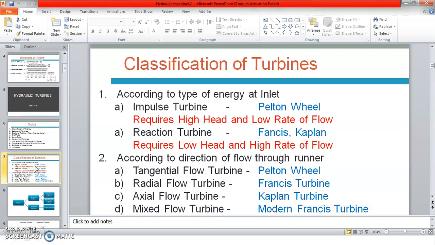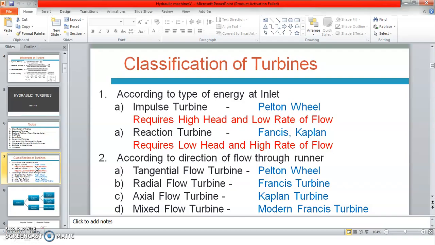So according to the type of energy at the inlet, there are 2 types of energy we can provide, that is pressure energy and kinetic energy. So impulse turbine and reaction turbine. Impulse turbine, the example is Pelton wheel, and it requires high head and low rate of flow. Reaction turbine requires low head and high rate of flow. The examples are Francis and Kaplan.